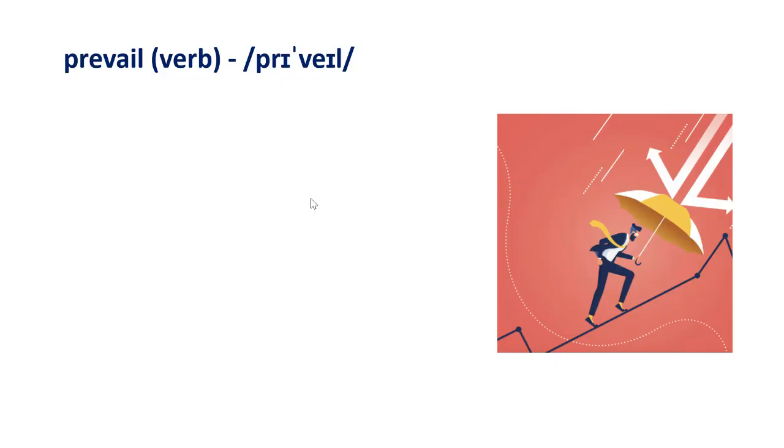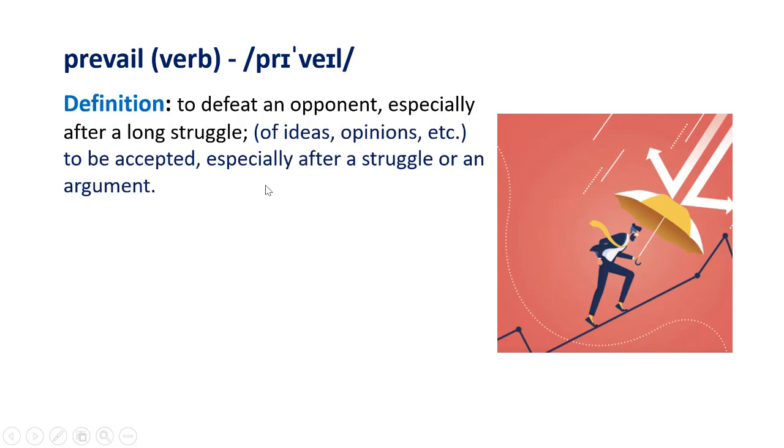Hello friends, and in this video we continue learning English vocabulary. For the first word, I want to share with you the word prevail. It is a verb, and you can see the phonics like this, right? Prevail. You need to stress the second syllable. Prevail. Let's see the definition of this word.